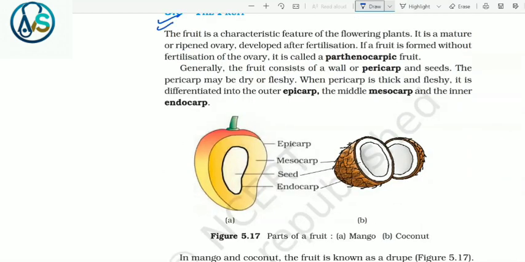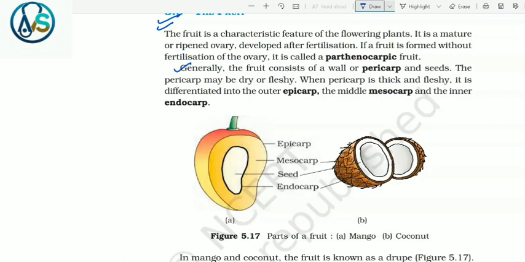5.6 The fruit. The fruit is a characteristic feature of the flowering plants. It is a mature or ripened ovary, developed after fertilization. If a fruit is formed without fertilization of the ovary, it is called parthenocarpic fruit. Generally, the fruit consists of a wall or pericarp and seeds. The pericarp may be dry or fleshy.